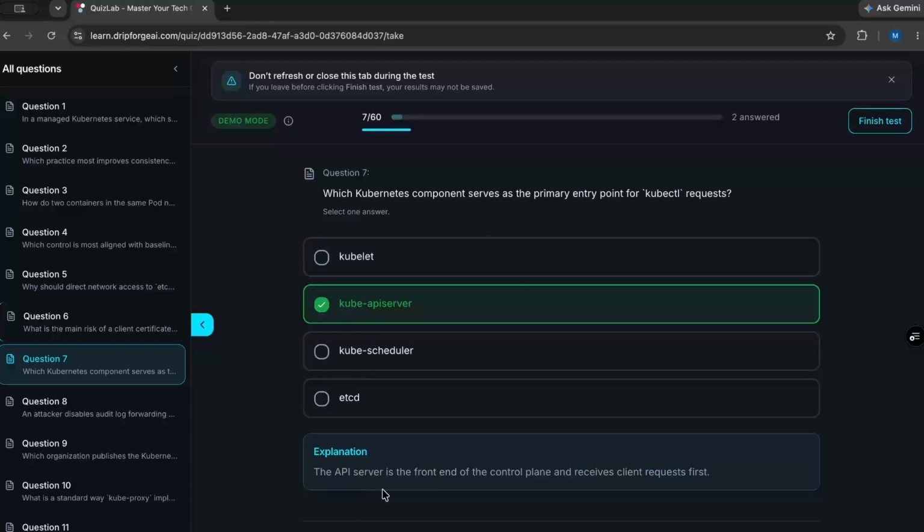The API server is the front end of the control plane and receives client requests. Exactly, it just receives client requests. So any request, any CRUD request that you send, it just goes through the kube-apiserver. So it is the primary entry point for kubectl requests. So, kubectl get pods is a request to get pods. So kube-apiserver, boom, will deploy, and then it will do its job.